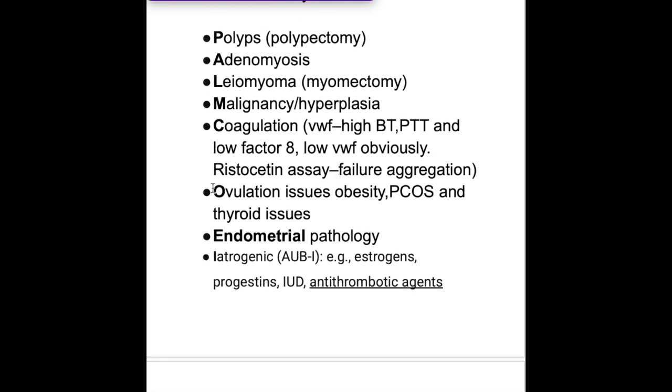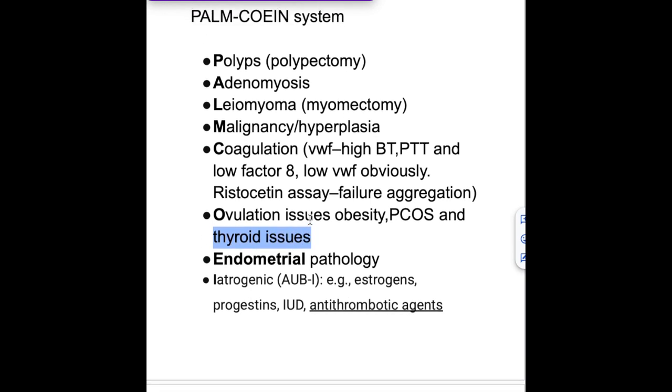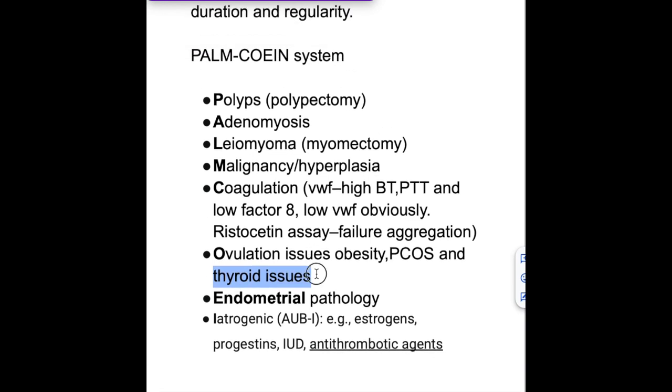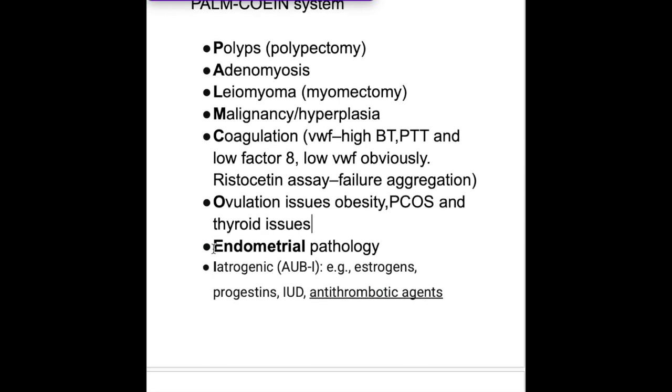The next topic we have is ovulation issues. So this includes obesity, PCOS, and thyroid issues. As you know, thyroid issues such as hyperthyroidism can actually cause menorrhagia, increased menstrual bleeding, and increased pain during the menstrual cycle, also known as dysmenorrhea. The next part is E, which stands for endometrial pathology, such as, I said, endometriosis and endometrial cancer. The main cause of endometrial cancer is unopposed estrogen. An example for this would be, for example, Turner syndrome.